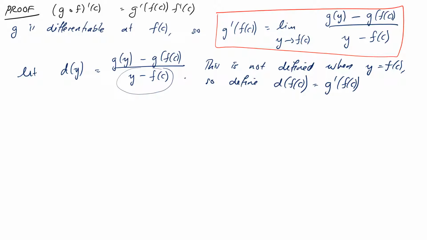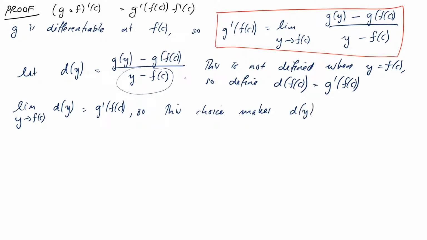and it is going to make our function continuous, because the limit as y tends to f of c of d of y equals g prime of f of c, just looking at our limit statement over there. So this choice makes d continuous at f of c.